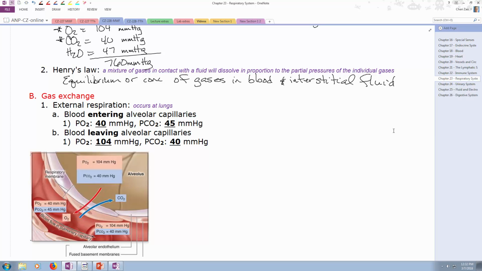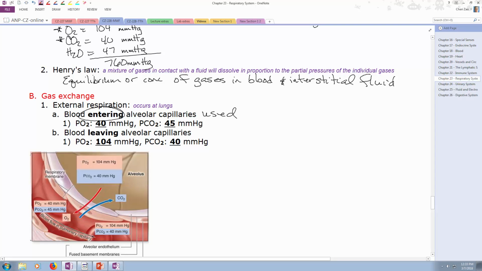Blood entering the alveolar capillaries. Is that fresh blood or used blood? Used. So entering is the key word. Blood entering the alveolar capillaries is coming from the right ventricle. It's used blood, and our numbers reflect this. PO2, the concentration of oxygen, is 40 millimeters of mercury, and PCO2, the concentration of carbon dioxide, is 45 millimeters of mercury. Well, out in the air, it's 104.